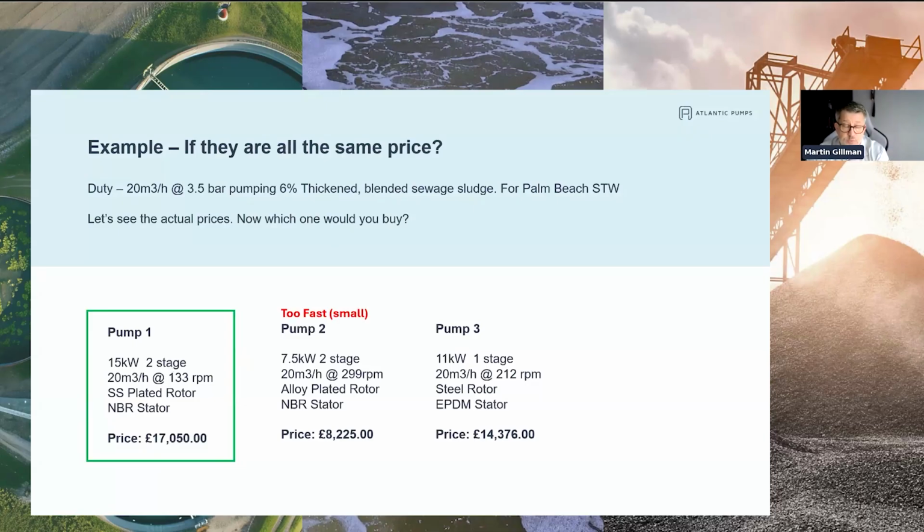However, this one could have done it, but it's running too fast. Okay, it's too small. It's 299. So that would wear in all, if all things were equal, that will wear pretty quickly. And I don't know if you spotted the materials, because that was a bit of a trick when I slipped it in there. Okay, Palm Beach, we're near the coast.